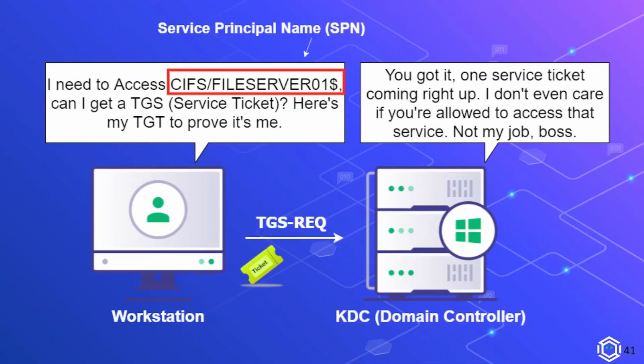You always have to show your ticket granting ticket before you ask for a service ticket. You have to prove you're authenticated to the domain. The KDC then goes, you got it, one service ticket coming right up. It never checks if you actually have access to that service or not. It doesn't care. That's not its job. It will always issue you a service ticket for any service you request it for.